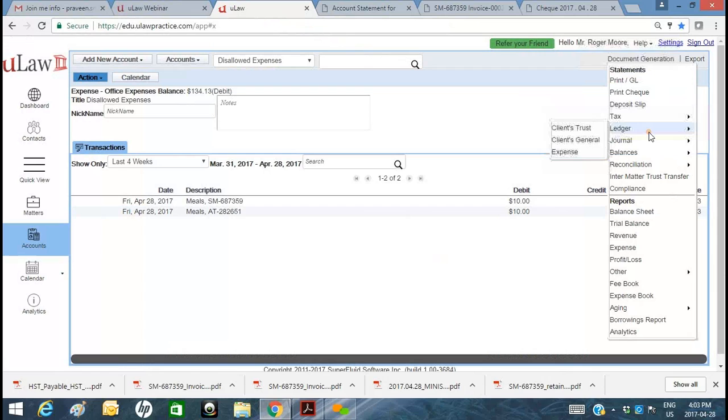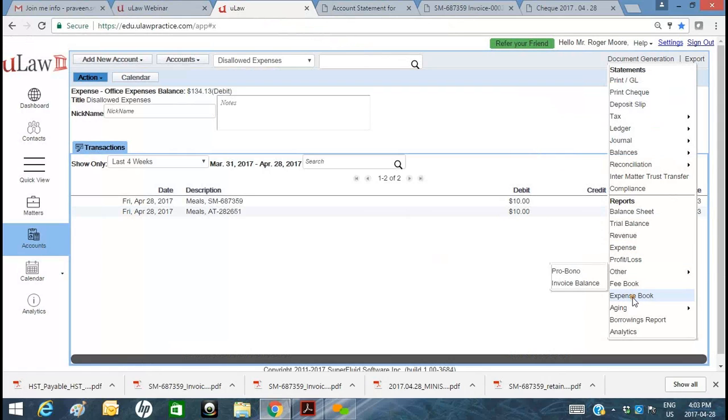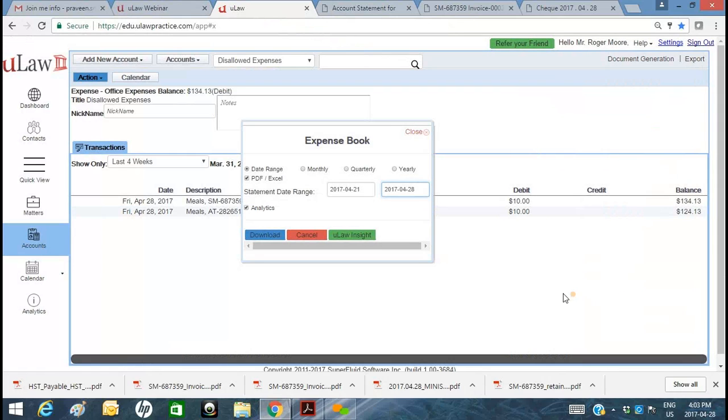Now if I go into my ledgers, we spoke about the expense ledger, for which we spoke about the journals, which are all the documents that the Law Society is going to ask you for. You've got your journal receipts. You've got your payment expense report. But most important, let's do a quick expense book, which is one of the important documents as part of your audit. I could do it for all clients, or I could do it for a specific month.